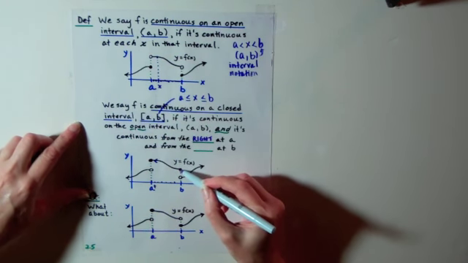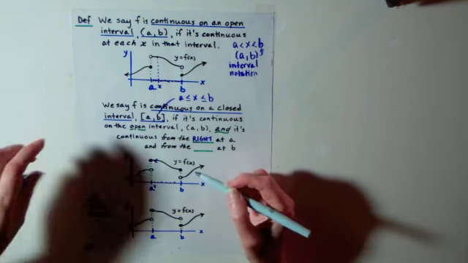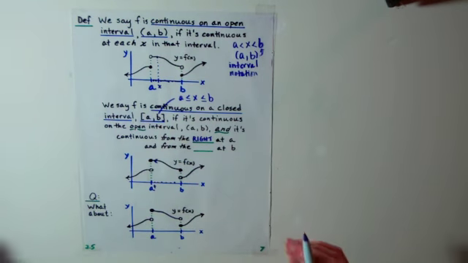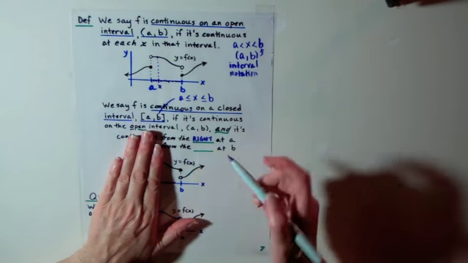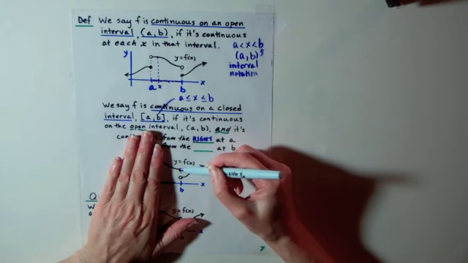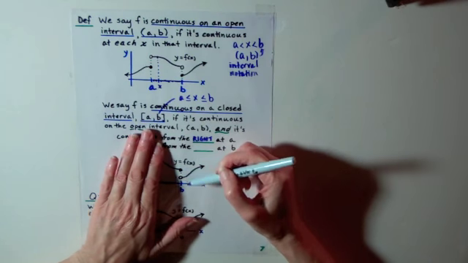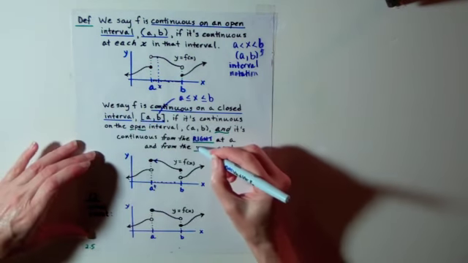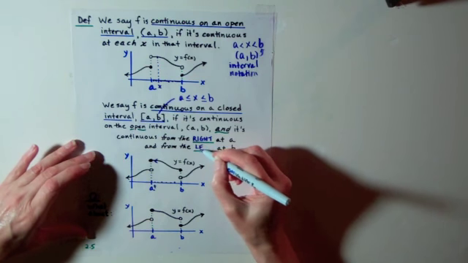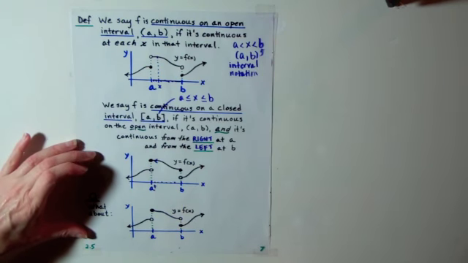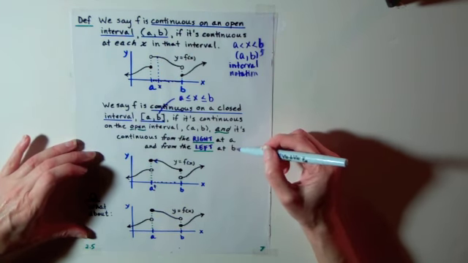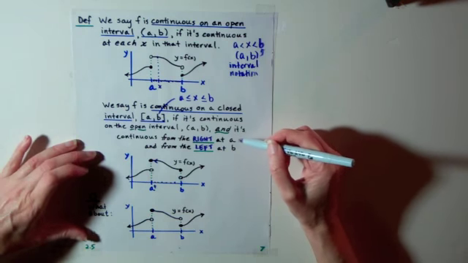We want to also include this endpoint. Sort of ignore the rest of the graph for a moment and just concentrate on B, and notice that this endpoint is included on the chunk of graph that is to the left of B. So I'm going to say, and from the left at B. And of course each of these things could be written out, what we mean by those.